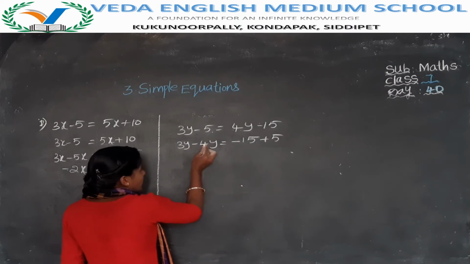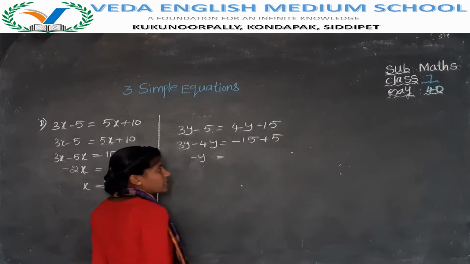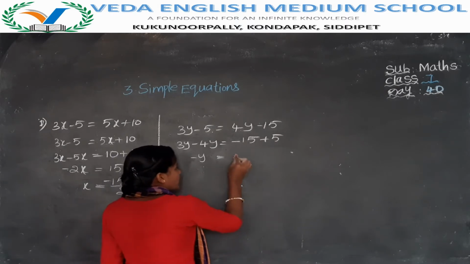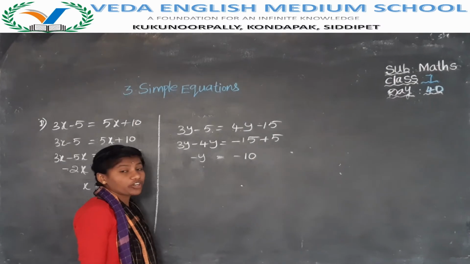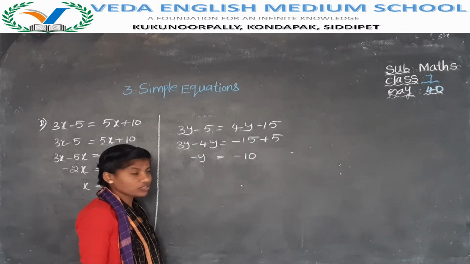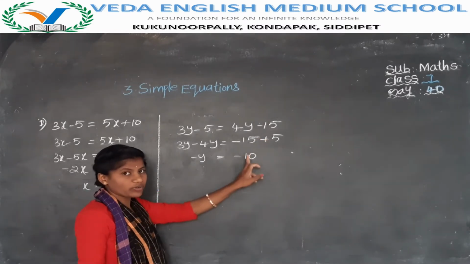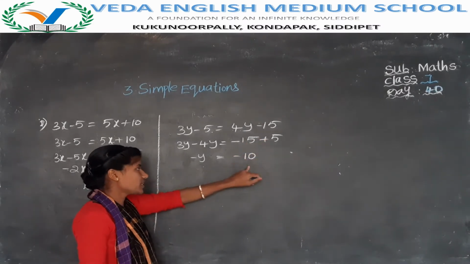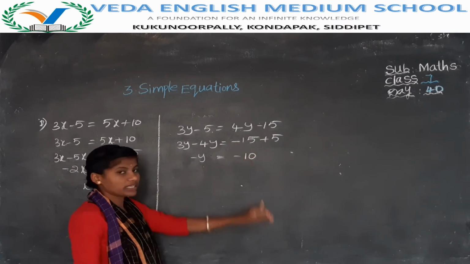Now 3y minus 4y is minus y, is equal to minus 15 plus 5, which is minus 10. Minus 15 plus 5, addition of integers. We have learnt integers. Minus 15 plus 5. If you have a negative symbol and a positive symbol, you have to subtract. So 15 minus 5 is 10. Out of these two numbers, 15 is the greater number. So 15 will have the minus symbol, so minus 10.